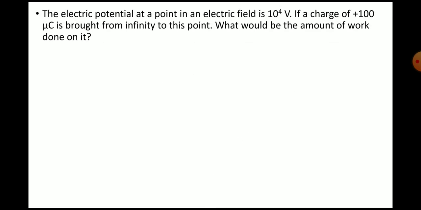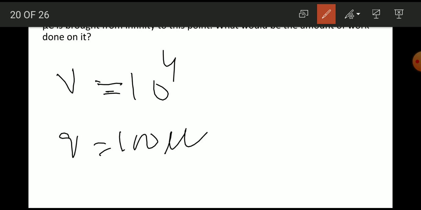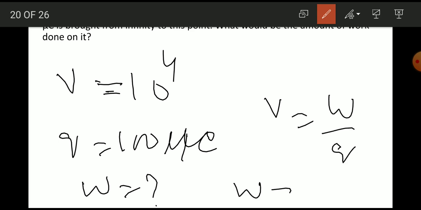Now the next question: the electric potential at a point in an electric field is 10 raised to power 4 volt. A charge of 100 microcoulomb is brought from infinity to this point. What would be the amount of work done? So V is equal to W divided by Q, W is equal to QV. Do it.